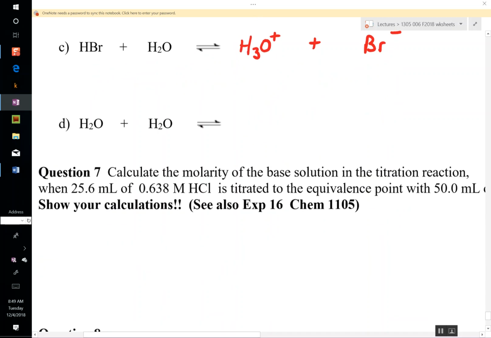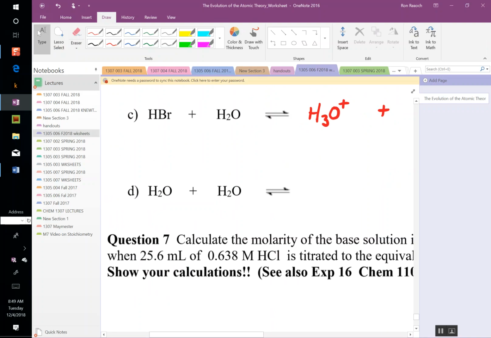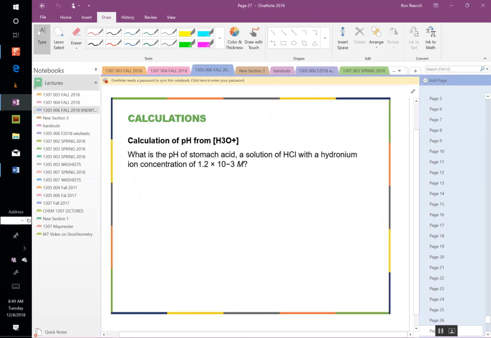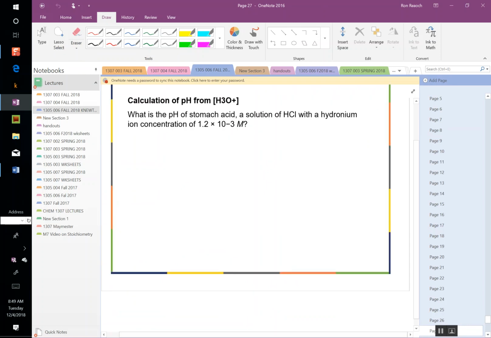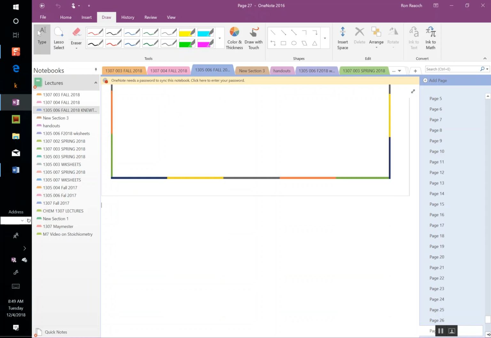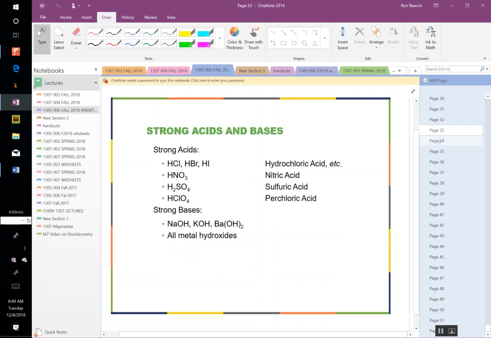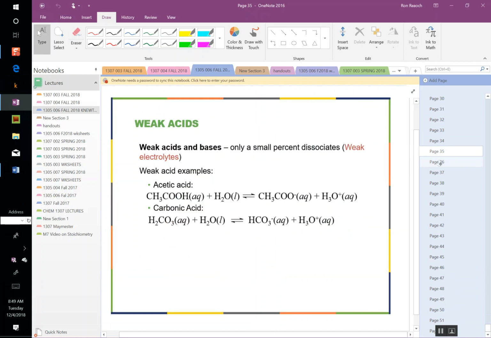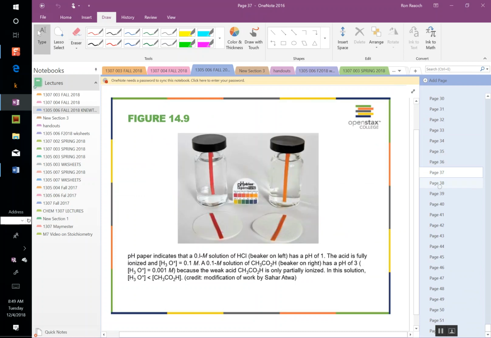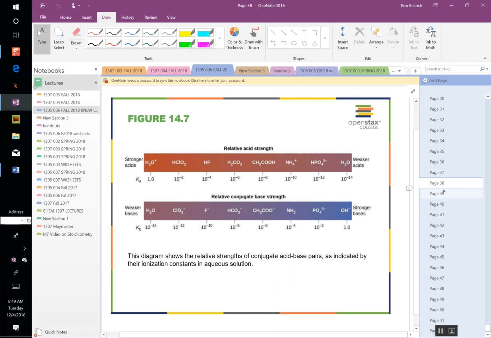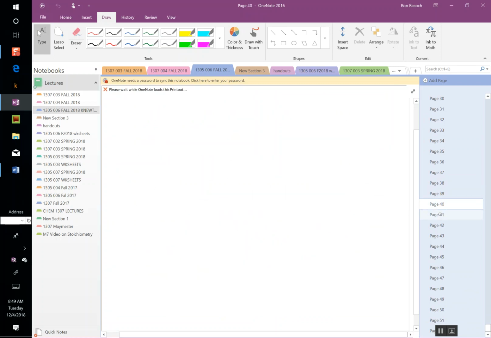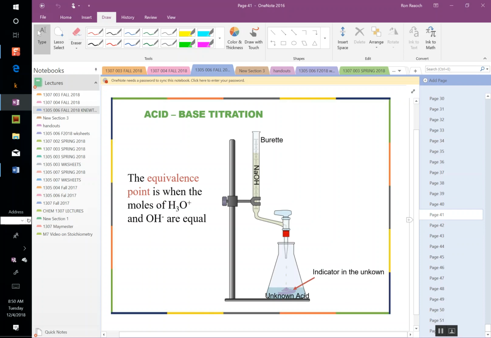Okay, now problem 7 is titration. So hopefully I have these slides up here. What is titration? It sounds like a fundamental question. Which slide has titration? What is titration? Okay.